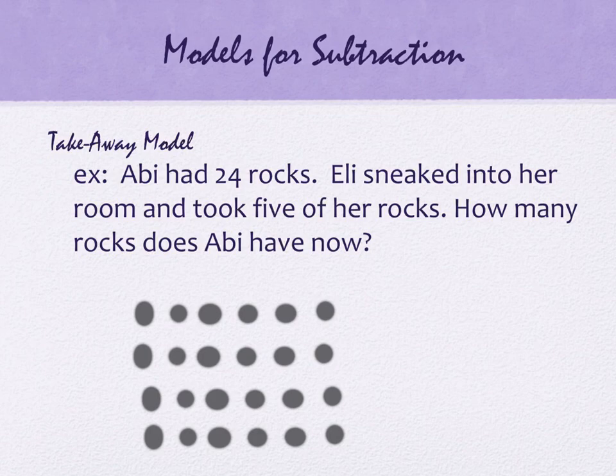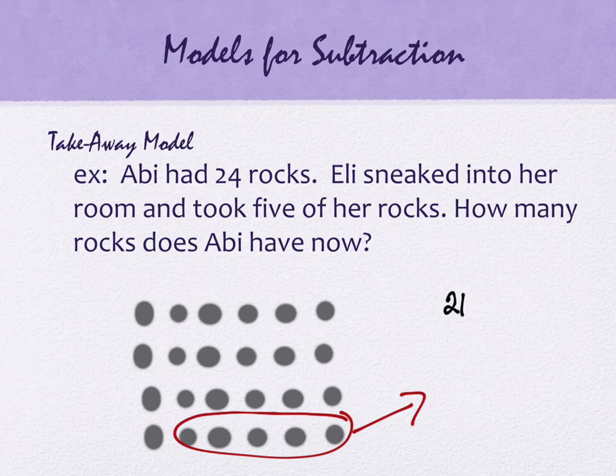All right, so we've got 24 rocks. Eli sneaks in the room. He takes away 5. So we remove 5 of them from our collection of 24 rocks. And we could literally count the number that are left if we needed to, and we would end up with 21. Was that right? I wrote that wrong. 19, sorry. For some reason I was thinking you had 26 to start with. 19 rocks. Oh my goodness. It's going to be one of those days.